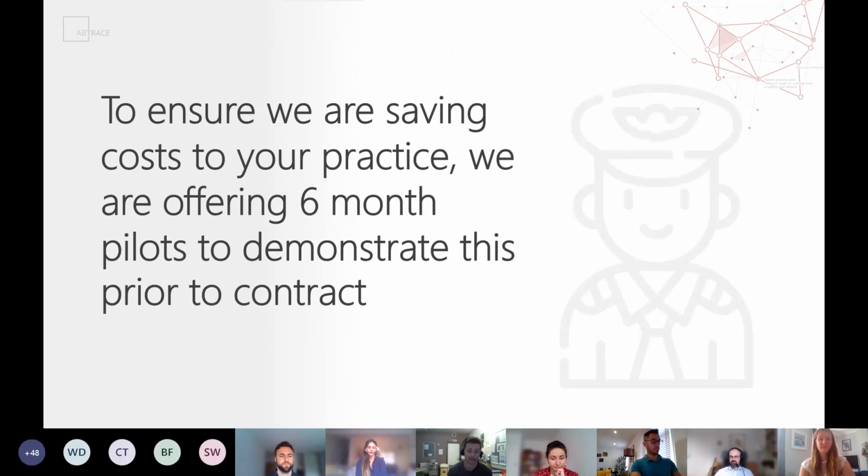In terms of pilots, we're quite keen to take on a lot more pilot sites now that we've got it running and got it working and are quite confident. Currently we've got TPP. We expect by October to have EMIS. I don't think anything should really stop that at this point.